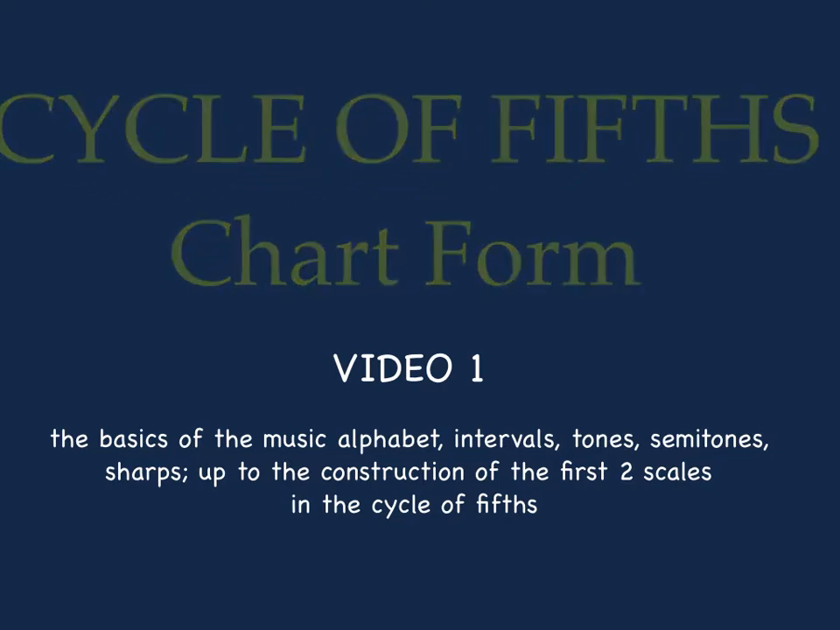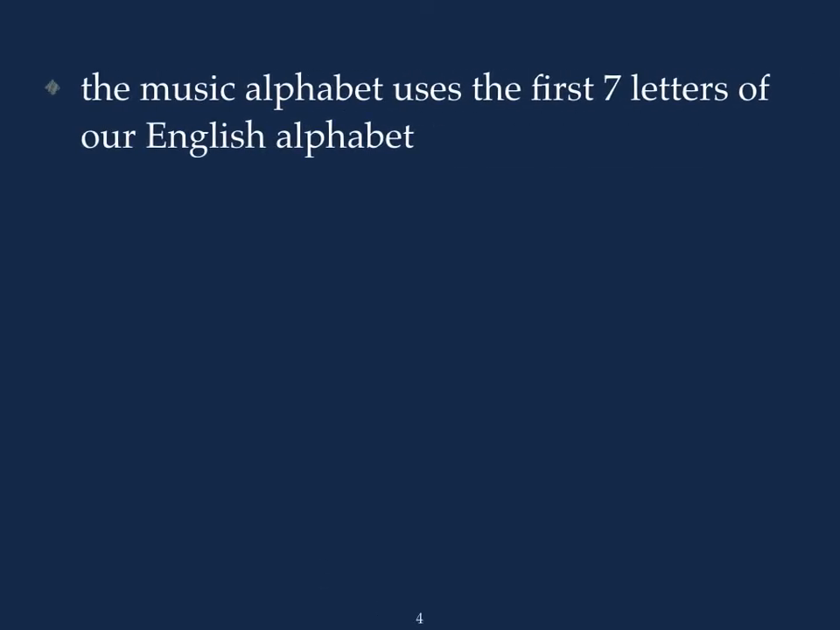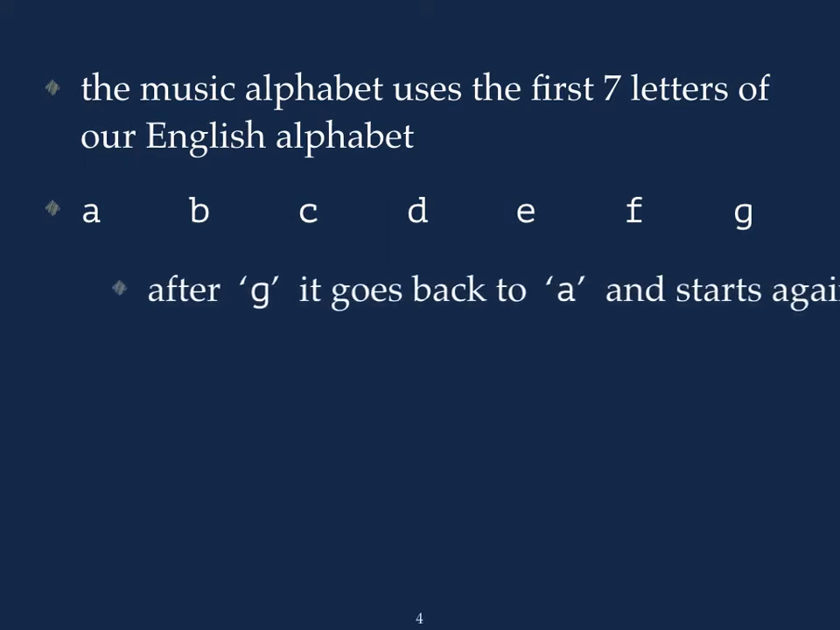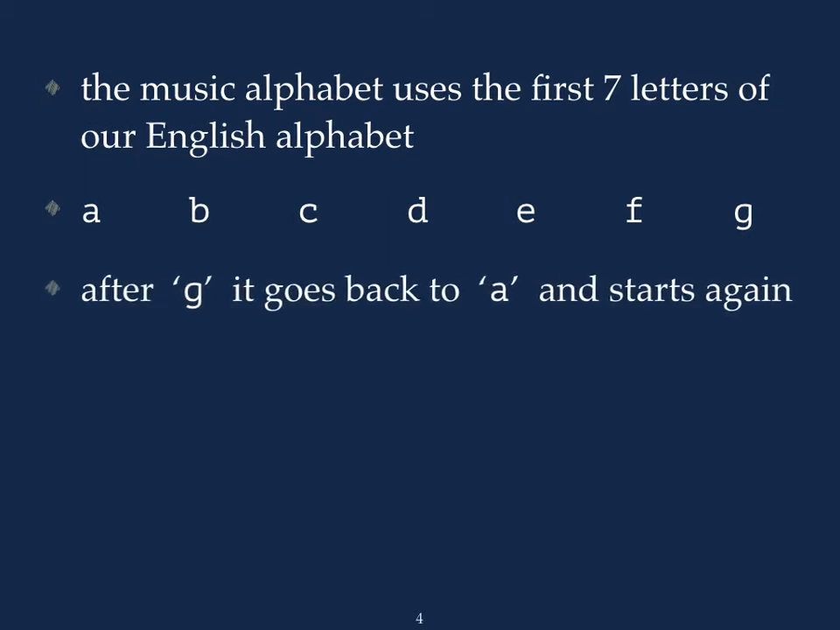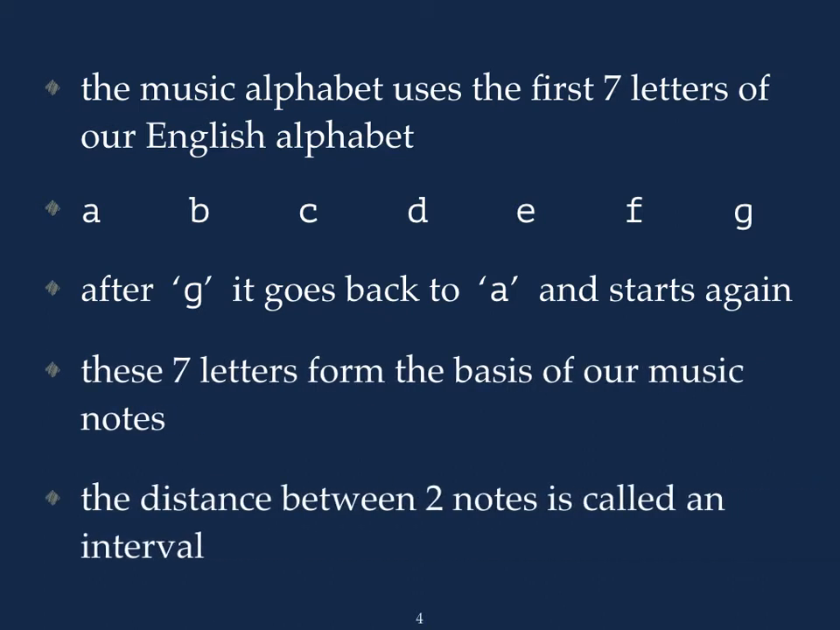The music alphabet uses the first 7 letters of our English alphabet, A, B, C, D, E, F, G. After G it goes back to A and starts again. These 7 letters form the basis of our music notes. The distance between any two notes is called an interval.